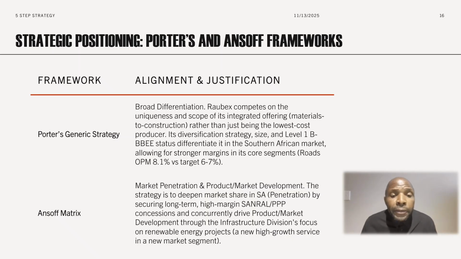Broad differentiation. Raubex competes on uniqueness and scope of the integrated offering, materials to construction, rather than just being the lowest cost producer. Its diversification strategy, size and level of BEE differentiate it in the South African market, allowing for stronger margins in its core segments. Operating profit of 8% versus the target of 6 to 7. Yeah, that's what we picked up. That's how they differentiate themselves. So they are in the product differentiated market. They are not low cost.